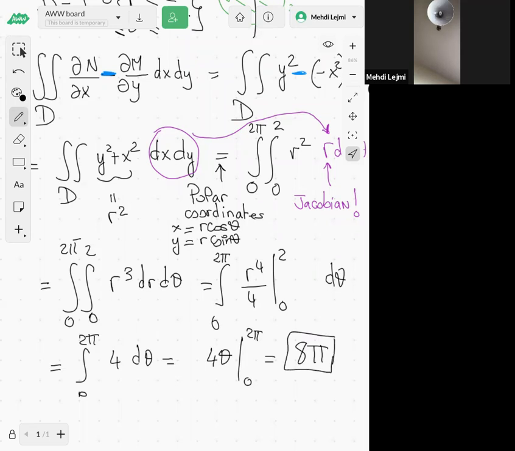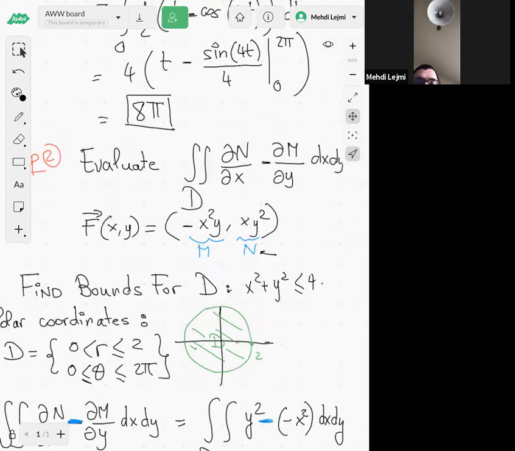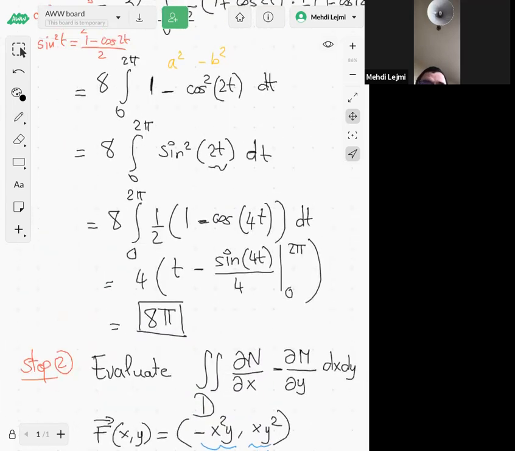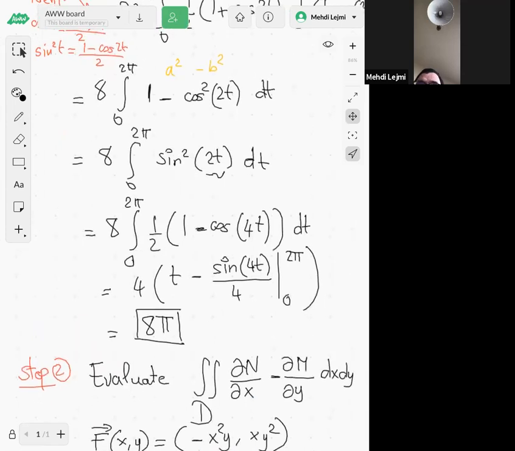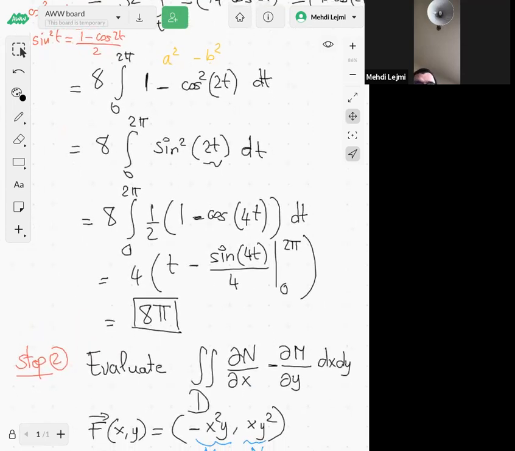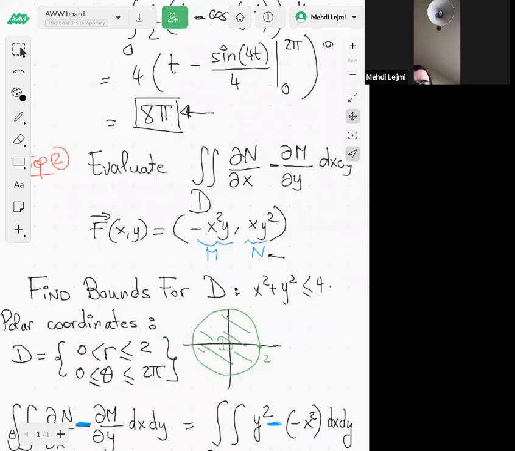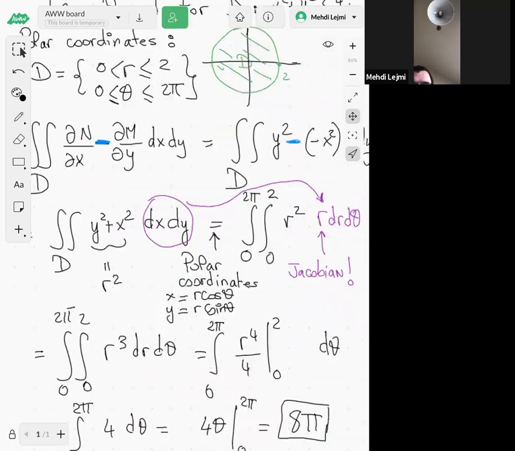Okay. So you see, guys, if you compare this answer to the answer in the first step where we evaluated the vector line integral, they coincide, they are equal, right? So Green's theorem is verified. In the first step when we evaluated the vector line integral, we got 8 pi, and here with the double integral, we got 8 pi as well, right? So they are equal.